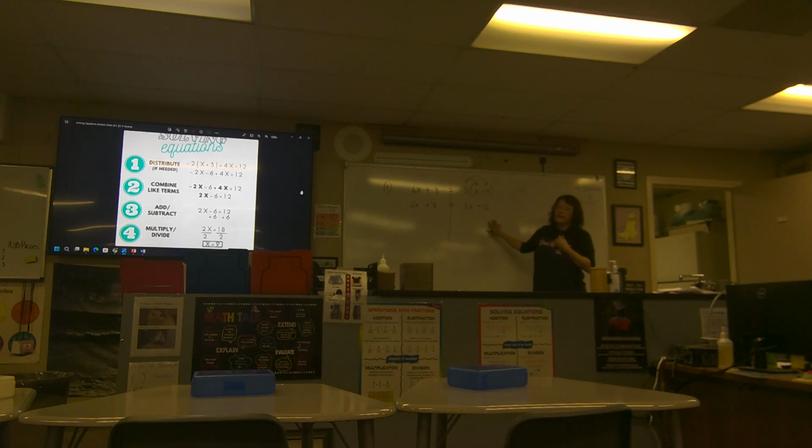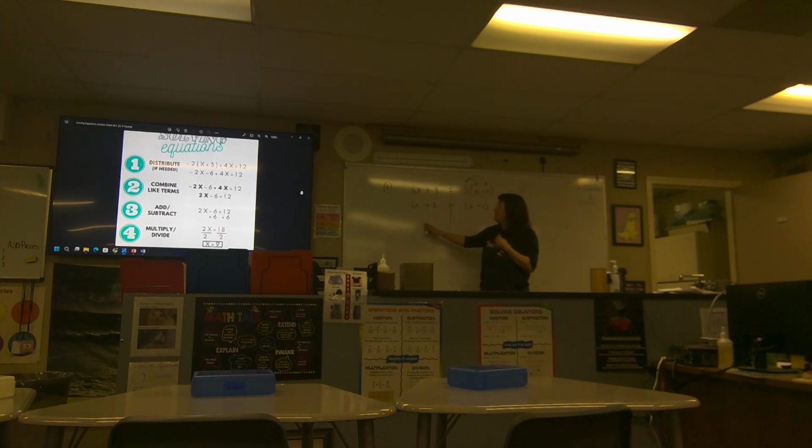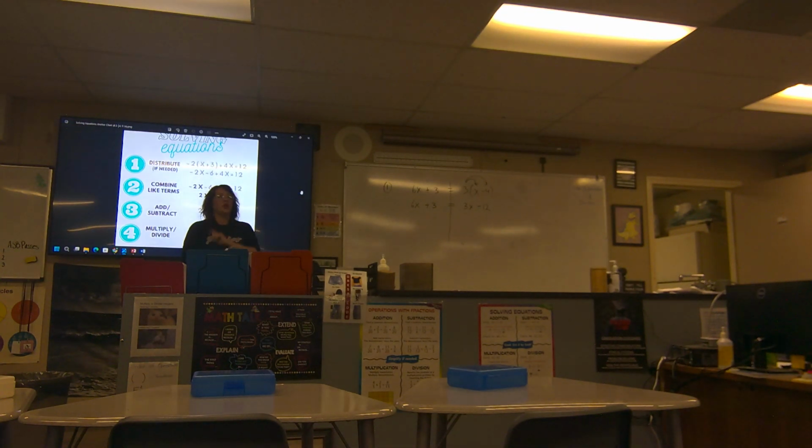What about over here on this side? We've got a 3x and a negative 12. Yeah, no, there's no like terms. It's the same situation, right? So we don't have any like terms to combine here. We're ready to move on to the next step, right? Which is what? Solving for x? Ooh, almost.